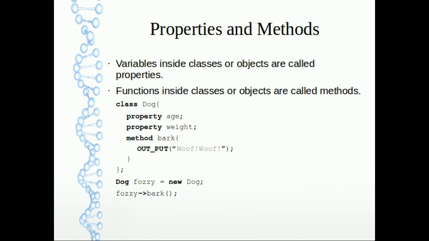As we've discussed previously, variables inside classes or objects are called properties, and functions inside classes or objects are called methods. Here is an example of a method being used. We have a class declaration for a class called dog, which has an age and a weight, as well as a bark method, which outputs woof woof. Underneath our class declaration, we create a new instance of the dog class, called Fozzie, which is the name of my dog, and then we invoke the bark method, which is a member of the Fozzie object, and this will output woof woof.